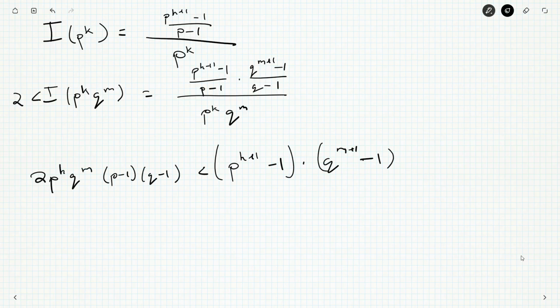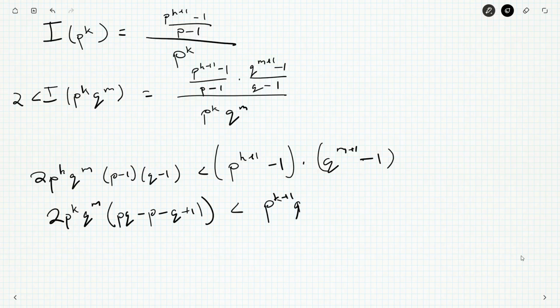Okay, a lot to unpack there. 2p to the k, q to the m. This is pq minus p minus q plus 1. And this is p to the k plus 1, q to the m plus 1, minus p to the k plus 1, minus q to the m plus 1, plus 1. Lots of stuff going on there. I don't know what would be the best thing to do here.